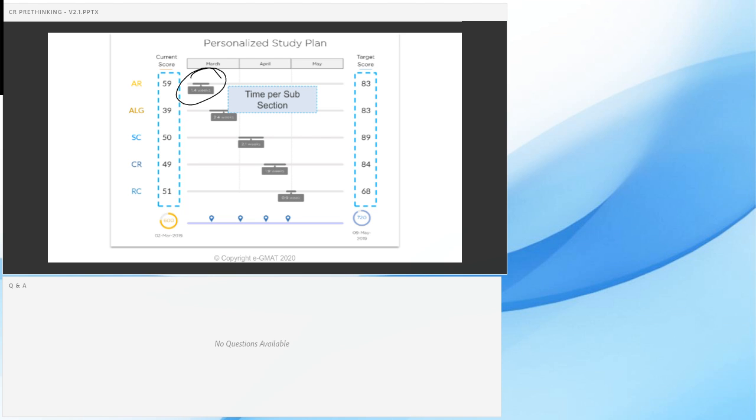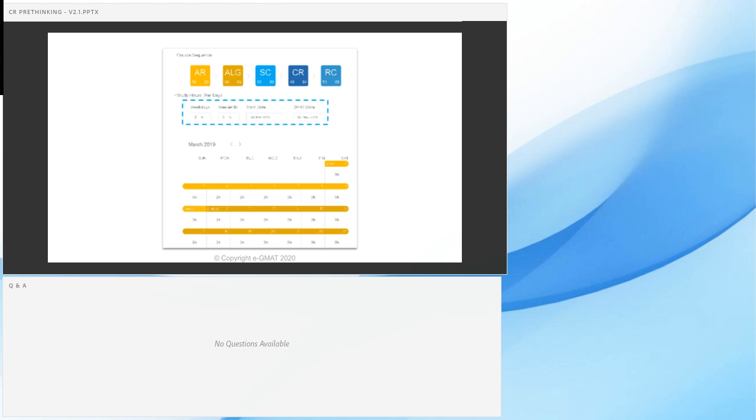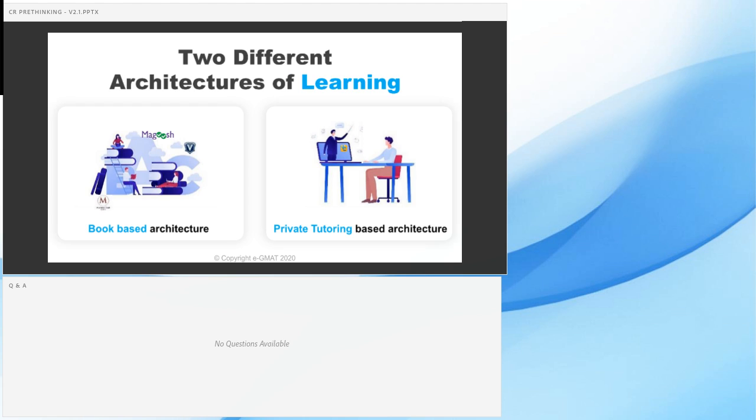So once you have this study plan, we then create a day by day plan for you. This is something where you put in how many hours you're going to spend on weekdays and weekends, and this will tell you when you need to study SC, CR, or RC. So essentially, this is just a glimpse of how the study planning piece works at e-GMAT.